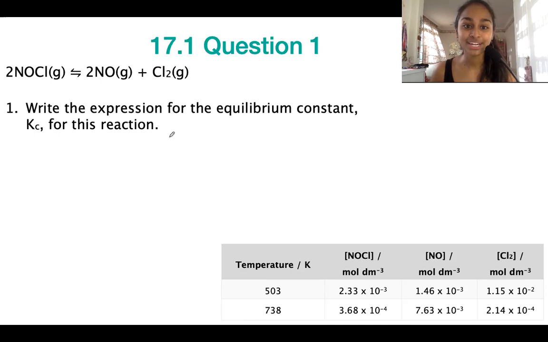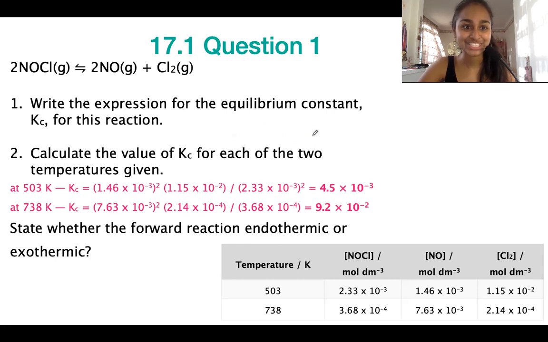First things first, you've got to write the expression for the equilibrium constant, Kc. So we've covered this in our earlier video, but whenever you write an equilibrium expression, you always want to express products over reactants, and you always express the coefficients to the power of the concentration of either the products or the reactants. So let me show you what I mean. So [NO]^2 [Cl2] over [NOCl]^2. All right, let's have a look at the next question then.